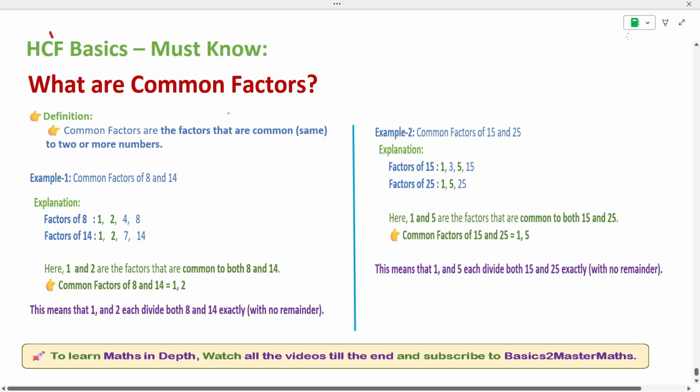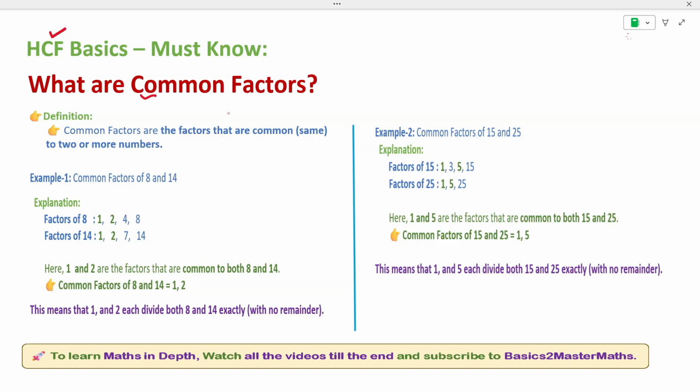Today, let us see HCF basics. Under that, let us understand what are common factors. Observe the definition. Common factors are the factors that are common to two or more numbers. Got it?